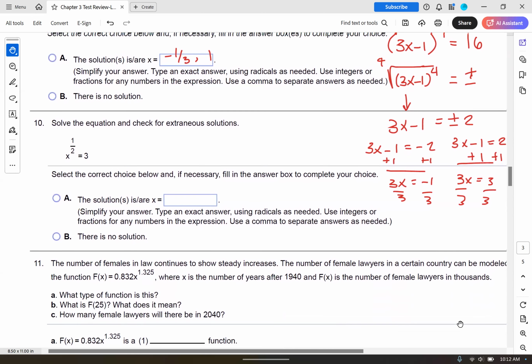Solve the equation and check for extraneous solutions. Now this one you could do on your calculator. I think this would work really well. Oh, you can't see that, can you? I gotta share again. Now it should come up over there. Maybe.